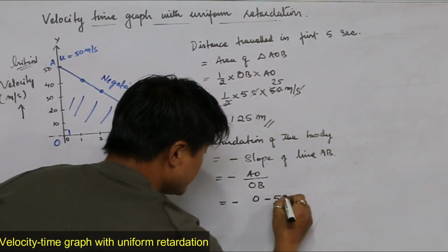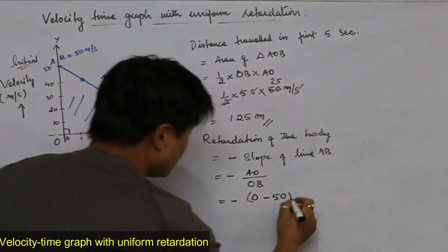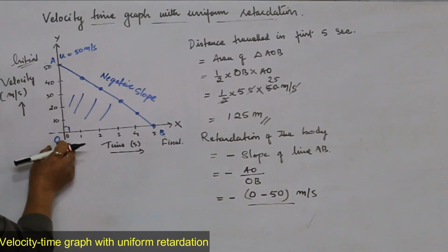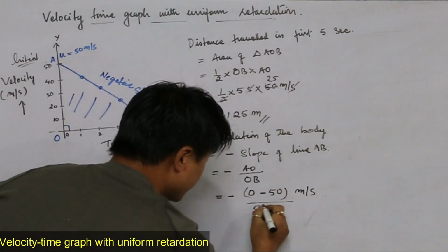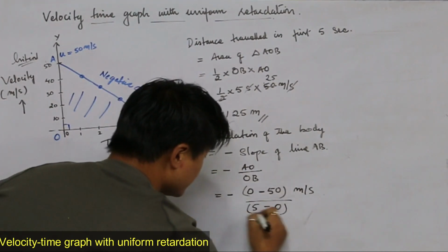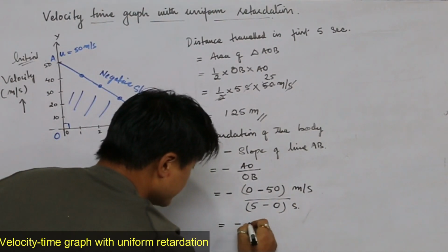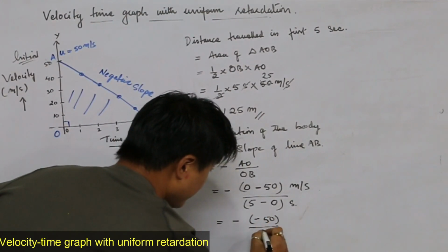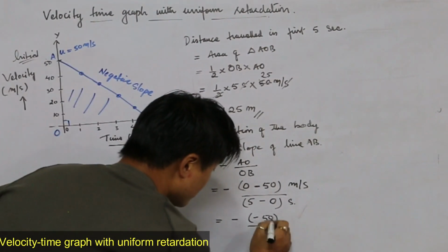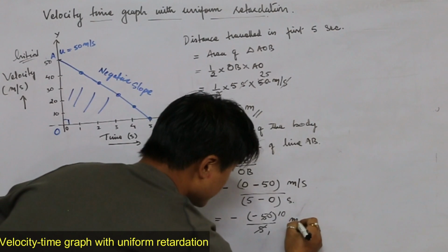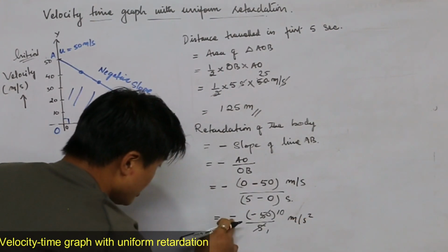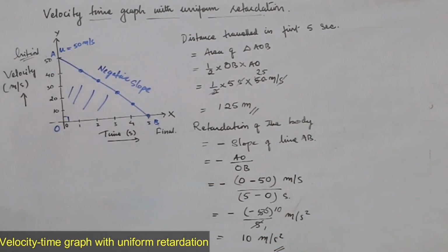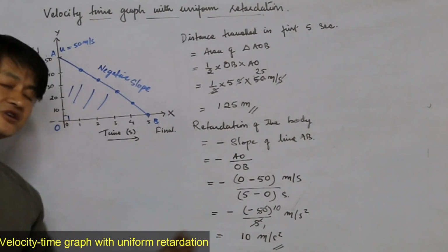0 minus 50, this is meter per second, whole divided by the time, which is fine. Initial time is 0 second, final time is 5 seconds. So that means final time minus initial time, this is second. This will give you minus into minus 50 divided by 5. So this will cancel, 5 goes 10 times, and this is meter per second square. Minus into minus is plus, so this will become 10 meter per second square. So the retardation of the body is 10 meter per second square.